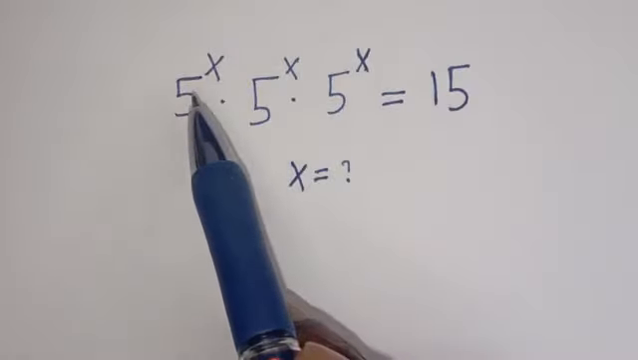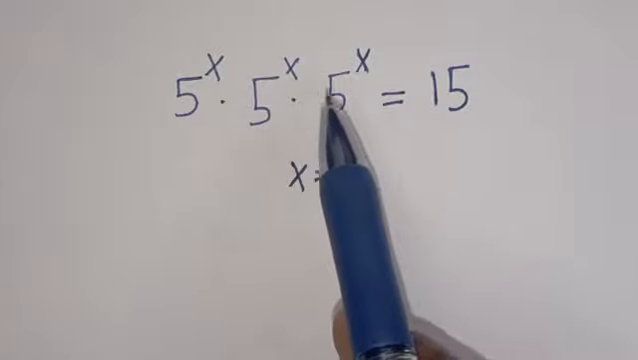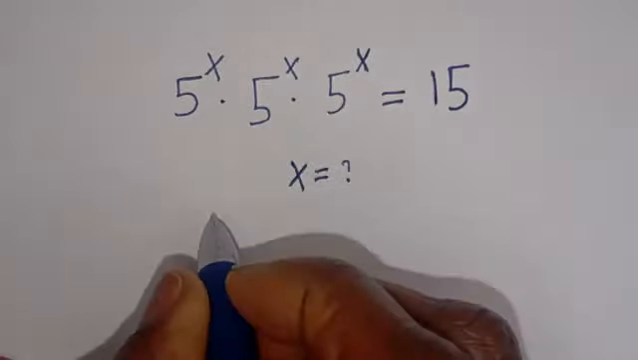Hello, how to solve this nice math problem? 5 to the power of x multiplied by 5 to the power of x multiplied by 5 to the power of x is equal to 15. Solution.